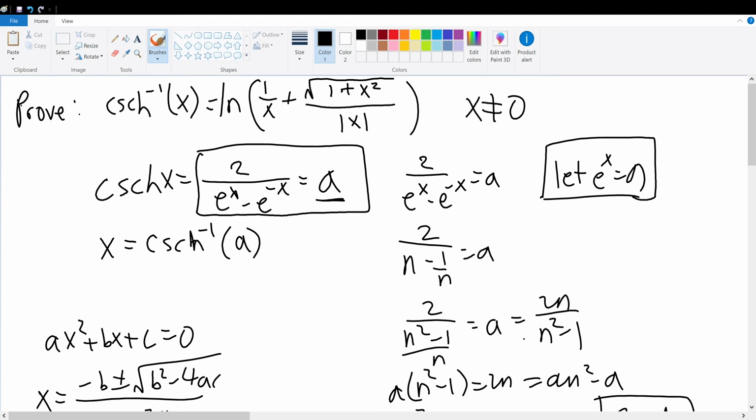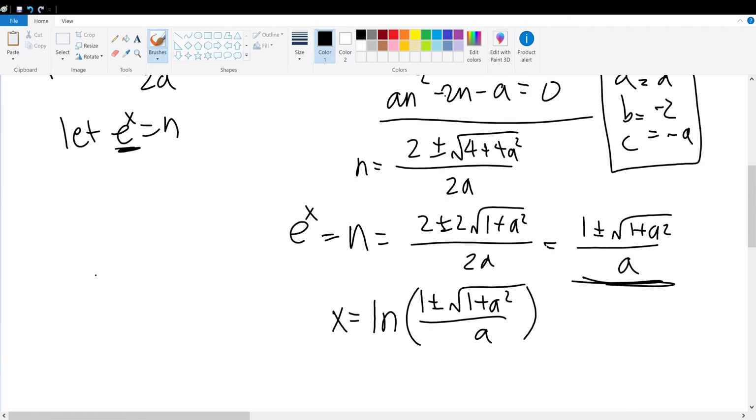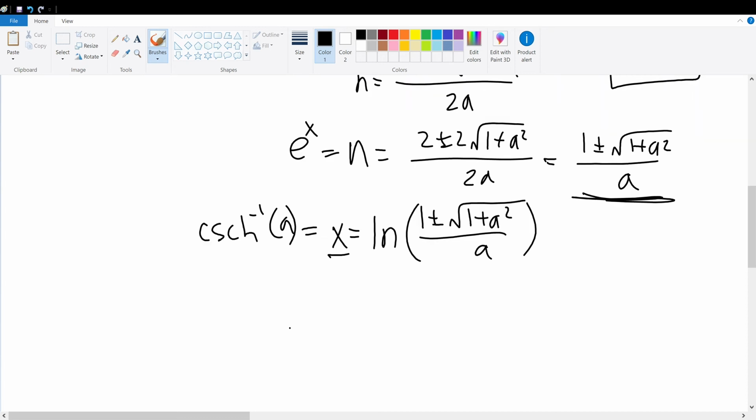Remember our previous definition once again, that x is equal to the arc hyperbolic cosecant of a. That variable x is the same x right here, which will then be equal to the arc hyperbolic cosecant of a. And now we must argue whether we take the plus or minus sign and whether we keep the restriction on a.